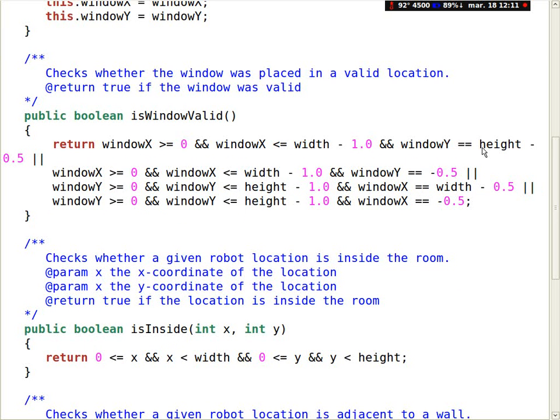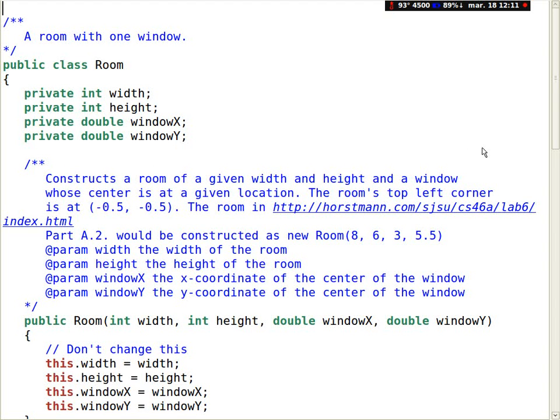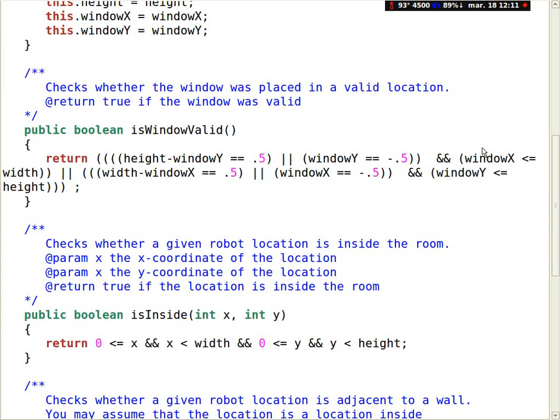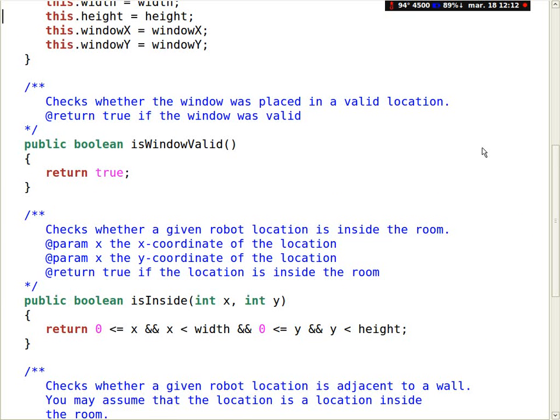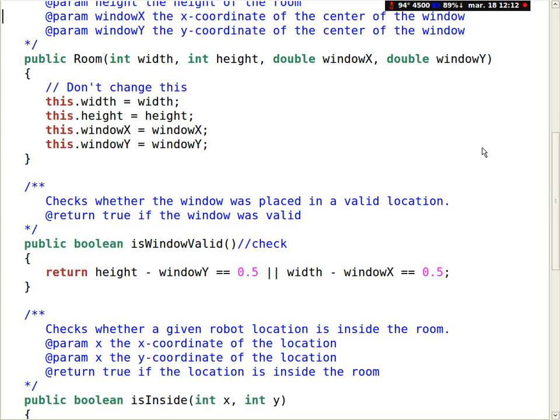So here we have one that is pretty long and complicated. This might be right or not. I haven't thought it through. Here's one that's kind of long and complicated. Could be right or not. This one I wouldn't put my money on.